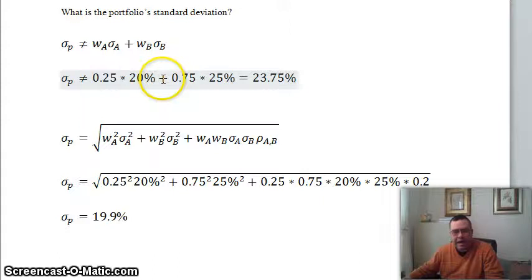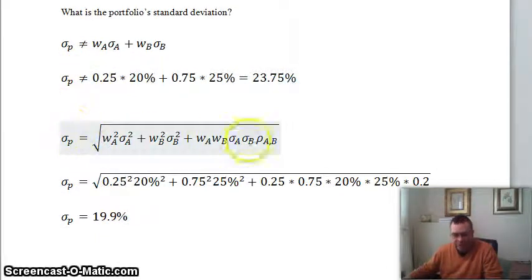If you just do a straight weighted average of the two standard deviations of the individual stocks, so stock A had a 20% standard deviation, stock B, and by the way, you use sigma, the Greek letter sigma, S for standard deviation. I assume you've seen that in a stat class before when we were talking about the normal distribution or something like that. But if we did a straight weighted average, like we did with the return, you'd get 23.75% standard deviation, but that is not the right answer. Make sure you note that is not right.